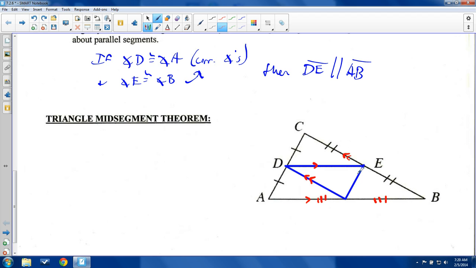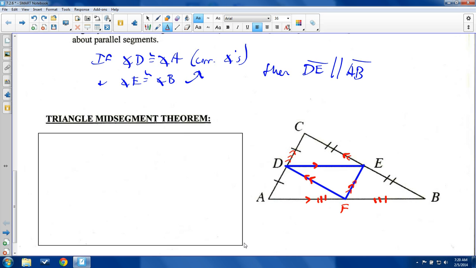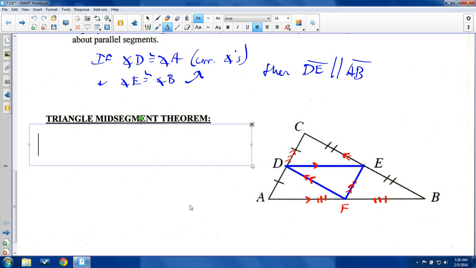Okay? Same thing over here. This divides this into two, and this into two. We'll call this F. And EF is half of CA, and it's parallel to CA. Okay? So the midsegment theorem, let me type it out here. Or sort of. I'll read it off something first. A midsegment, whoa, that's big.